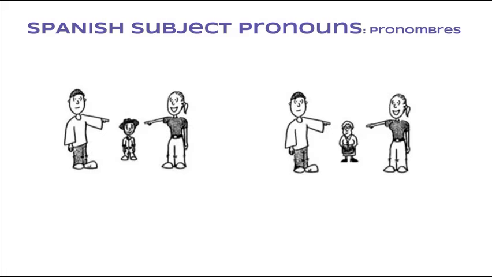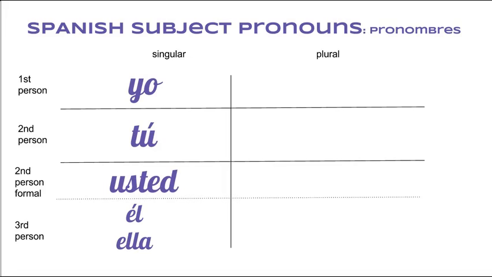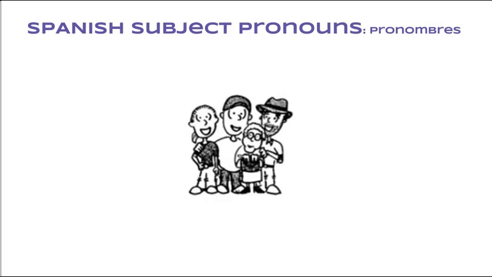Moving on to the third person. To say he in Spanish, we say él. To say she in Spanish, we say ella. Él and ella are third person singular pronouns. Moving on to plural pronouns.